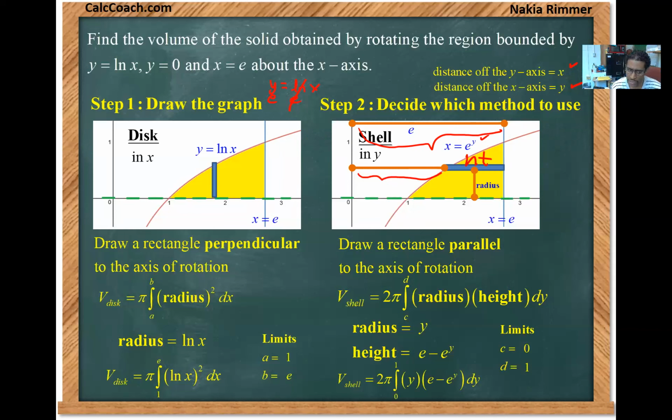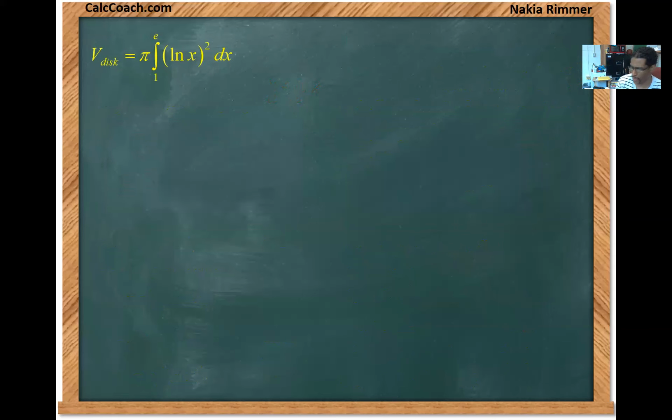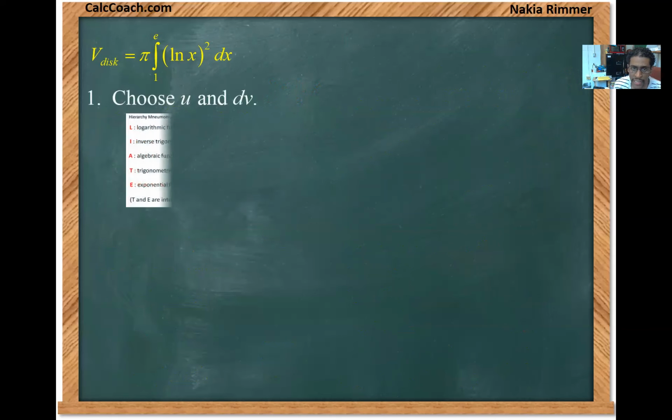Looking at them, we need to decide which one to do. It turns out that we're going to do both, and you get to decide which one you like better. I want to show you how to do both. Let's start with the disk. You see, this is very different: the natural log of x quantity squared is not the same as the ln of x squared. There's a property with the ln of x squared that you can pull the 2 down in front, but you can't do that with the whole quantity ln x squared. It doesn't work that way.